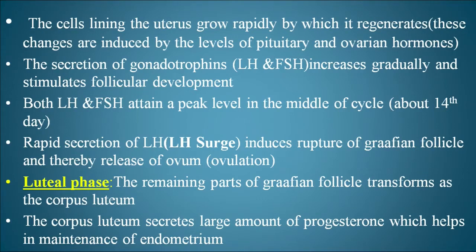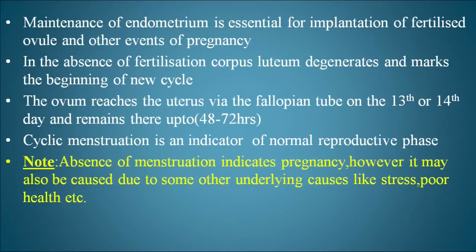The last phase is called the luteal phase. The remaining parts of the Graafian follicle transform into the corpus luteum. The corpus luteum secretes a large amount of progesterone, which helps in maintenance of the endometrium. Maintenance of the endometrium is very essential for implantation of the fertilized ovum and other events of pregnancy. In the absence of fertilization, the corpus luteum degenerates and marks the beginning of a new cycle.